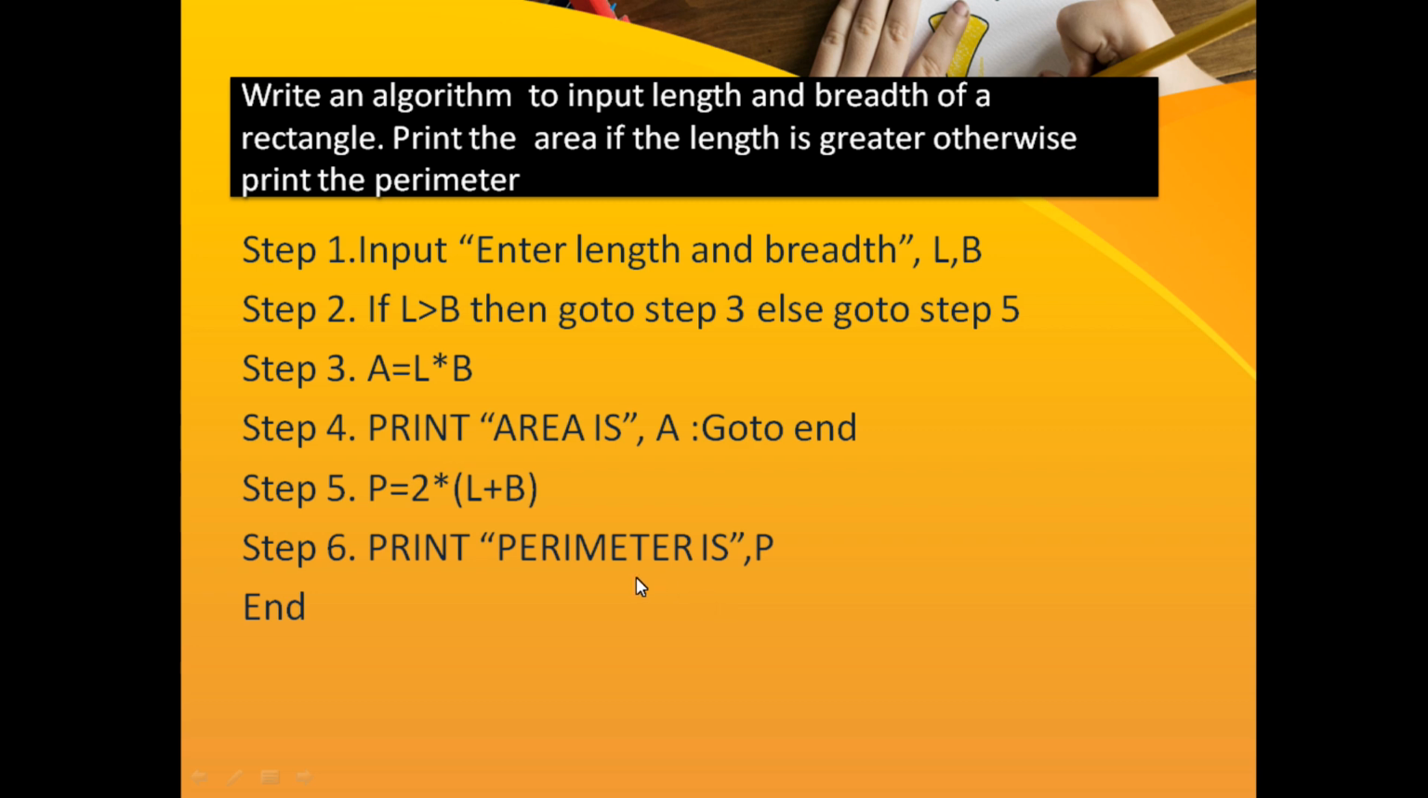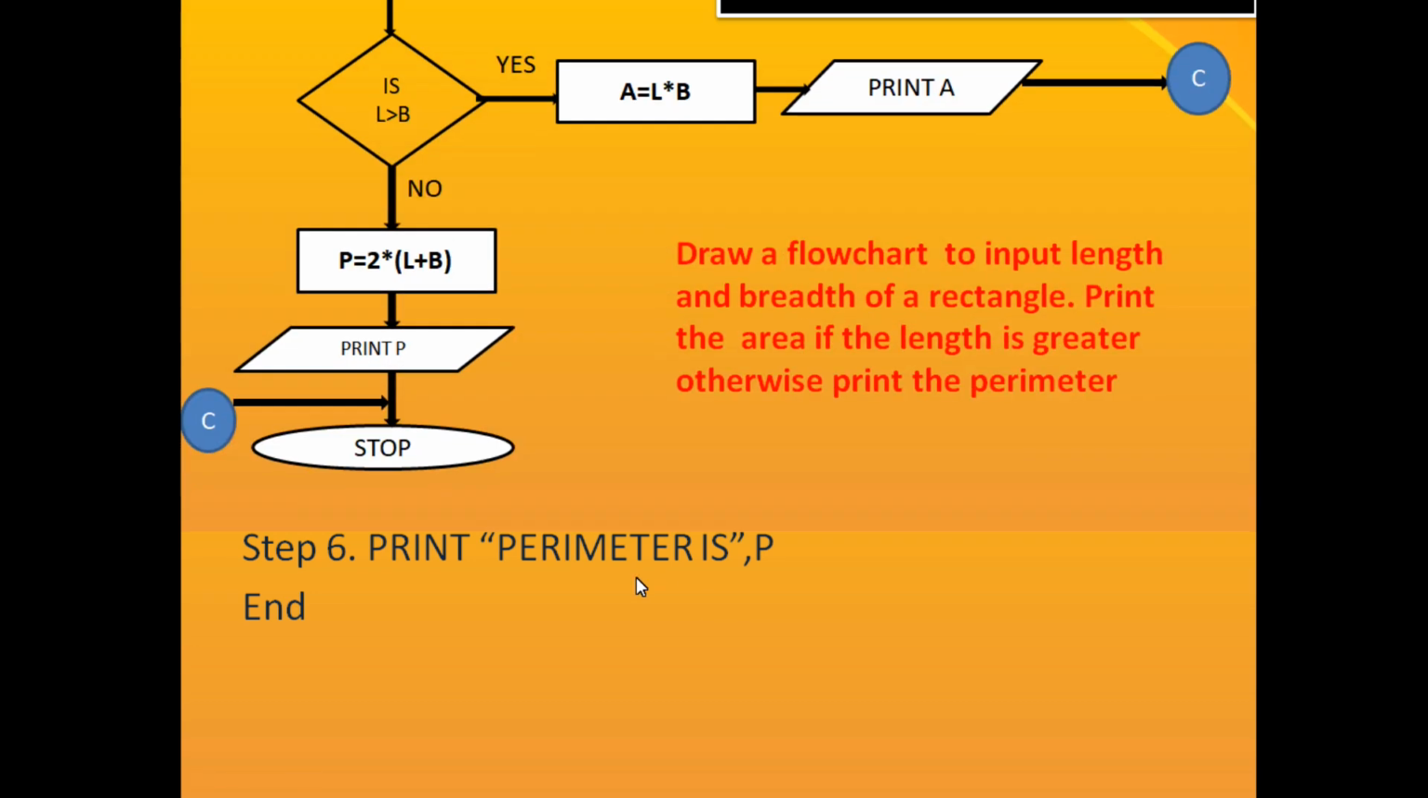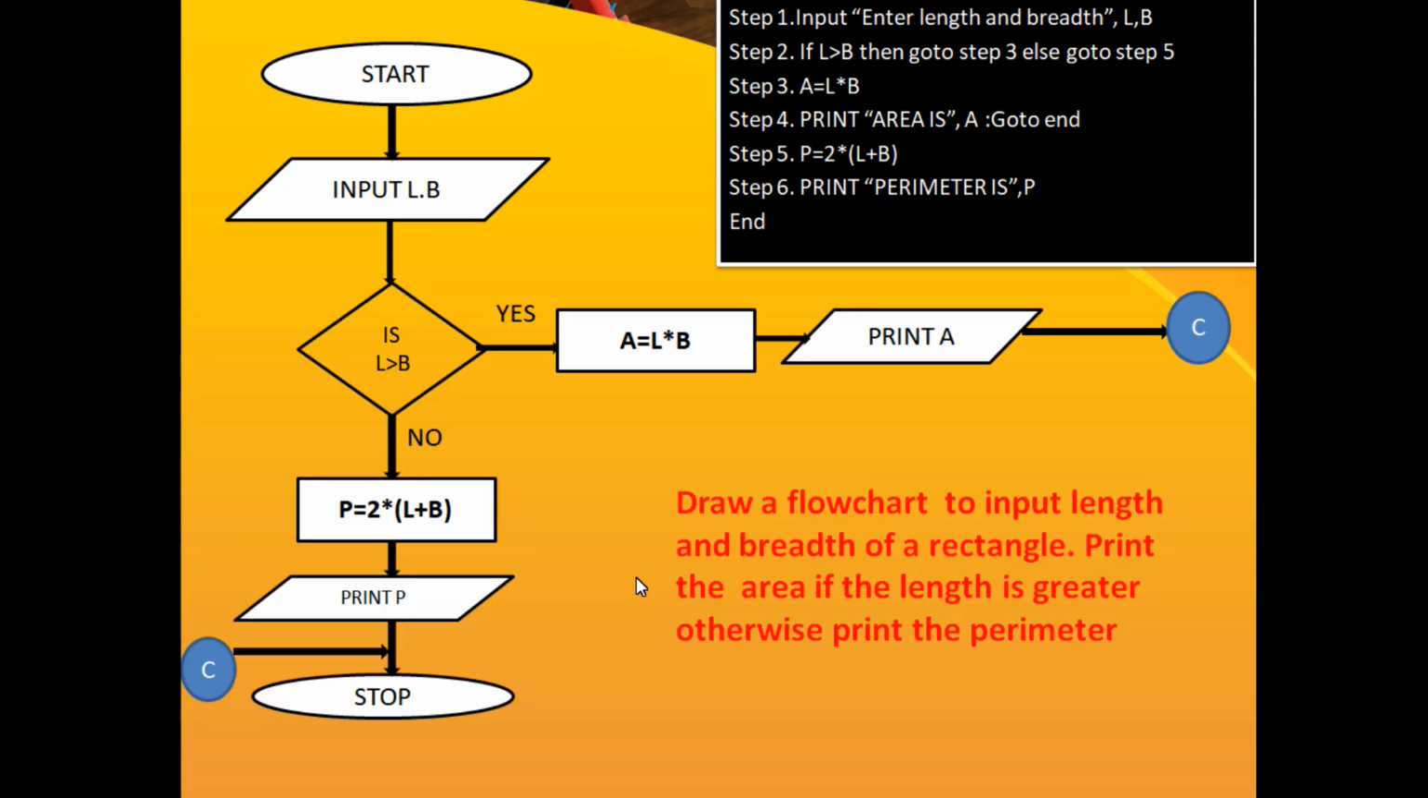So let's see how the flowchart is made for this. As you can see, we have the program also here in the inset. Start, input length, breadth, and it's not a dot, it's supposed to be a comma. If L is greater than breadth, then you have two things to do. You have to calculate the area and you have to print the area. And this connector is going to take you right before the stop.